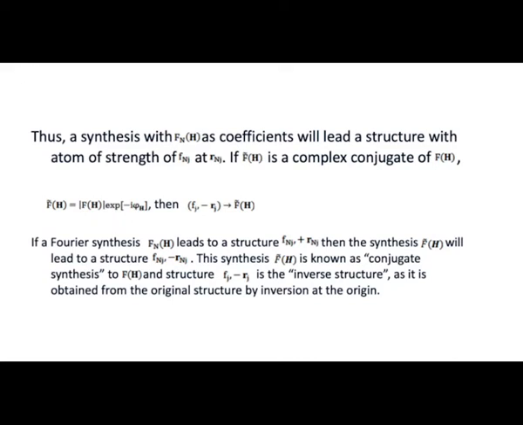If a Fourier synthesis F1 of h leads to a structure fnj with coordinates plus rnj, then the synthesis F dagger h will lead to a structure with fnj at minus rnj. This synthesis of F dagger h is known as the conjugate synthesis to Fh, and the structure fj, minus rj is called the inverse structure, because position rj is coming as minus rj. This is obtained from the original structure by inversion of the origin.